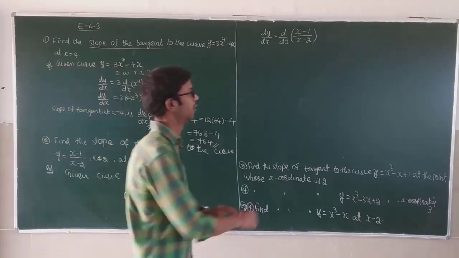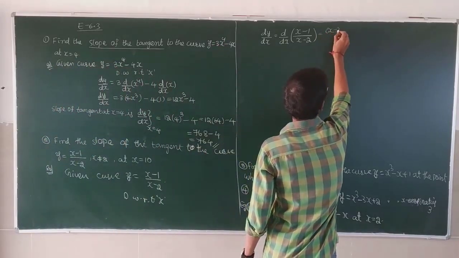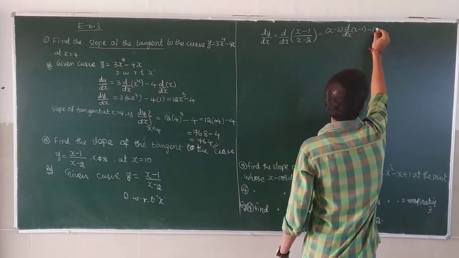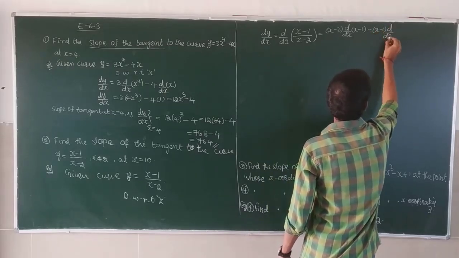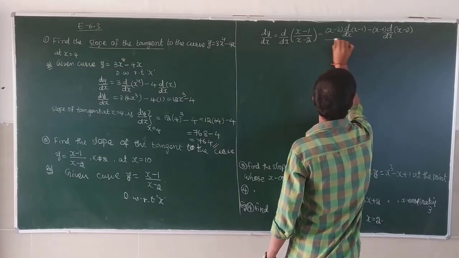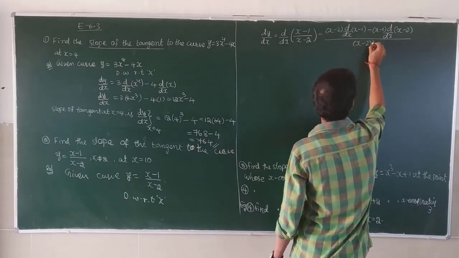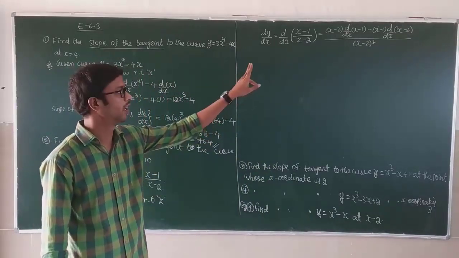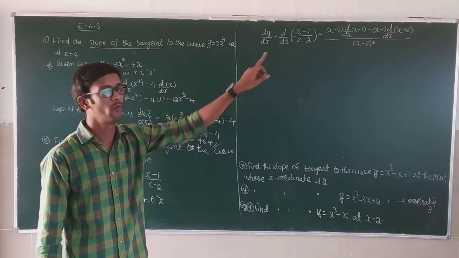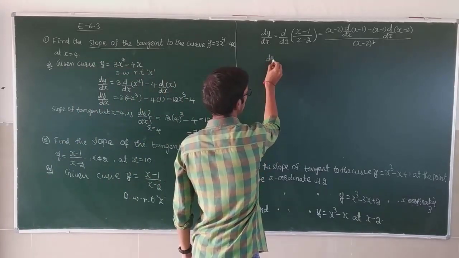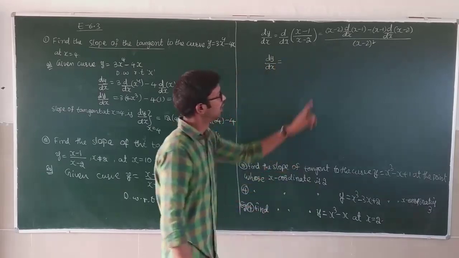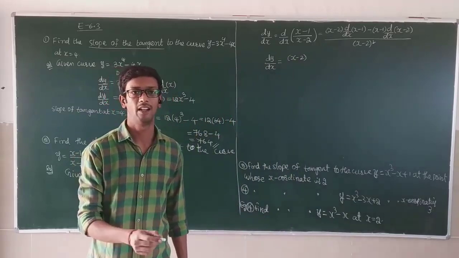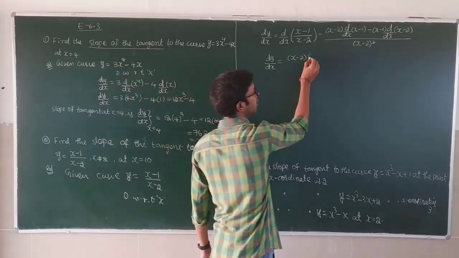What is the u by v formula? (v times d by dx of u, minus u times d by dx of v) divided by v square. So dy by dx is equal to (x minus 2) as it is, times the derivative of x minus 1, which is 1 minus 0, that is 1 only.